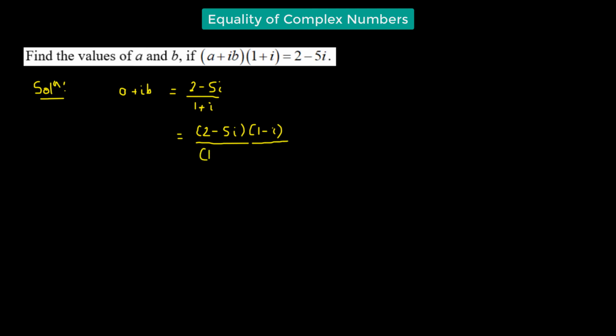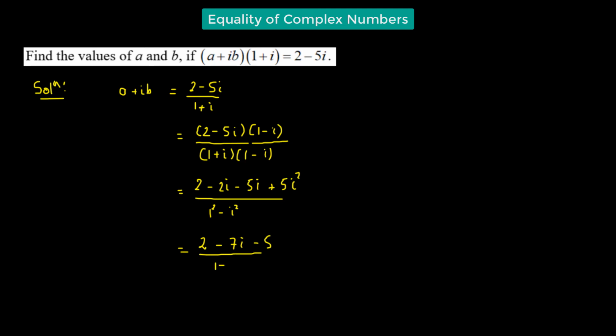So we have 1 plus i times 1 minus i in the denominator. Now we find the product of the numerator, so that will be 2 minus 2i minus 5i plus 5i squared, divided by 1 squared minus i squared, which is equal to 2 minus 7i minus 5 divided by 1 plus 1, which is finally equal to negative 3 minus 7i divided by 2.